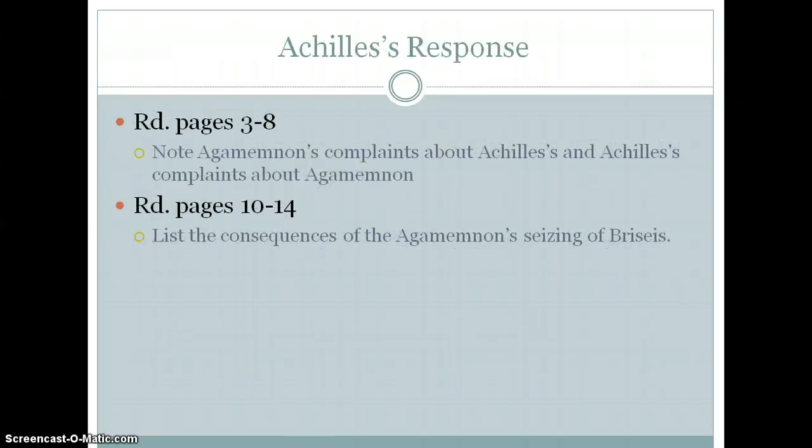What you're going to do right now is look at the actual argument between Achilles and Agamemnon. First, you will read pages 3 through 8, and what I want you to do is record Agamemnon's complaints about Achilles and Achilles' complaints about Agamemnon. They trade insults back and forth, so you need to look at the insults there and really see what the other is saying about their opponent.